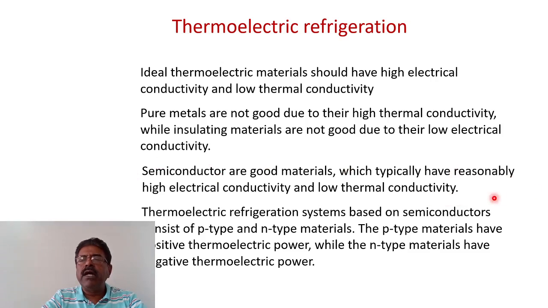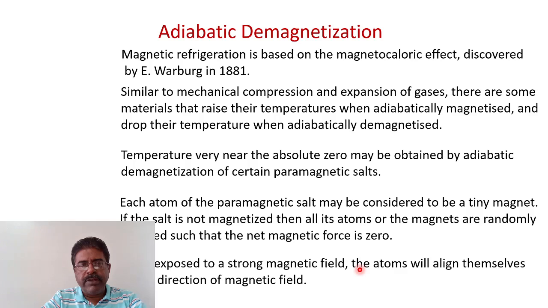So semiconductors are actually used to form the thermoelectric refrigeration, and in this case the PN junctions are formed. So the P type and N type materials are so chosen that the P type material has positive thermoelectric power while the N type material has negative thermoelectric power. So this type of combination is used in forming the thermoelectric refrigeration system where PN junctions can be used for this application. So this is all about the thermoelectric refrigeration.